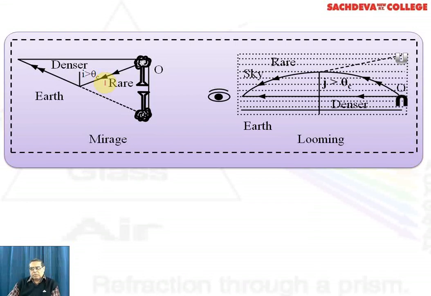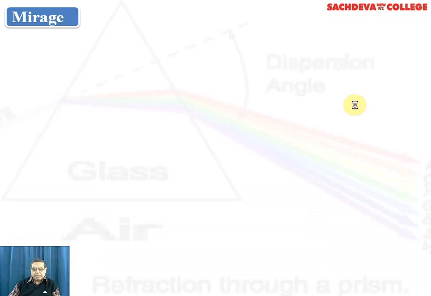And now the next example, towards the right, is looming. What we are finding is the denser medium, the position of i is shown, i is greater than the critical angle, and we will draw a tangent in dotted lines. That is called refraction. So there is one rarer medium, the other is denser, and looming means that the sky appears curved.